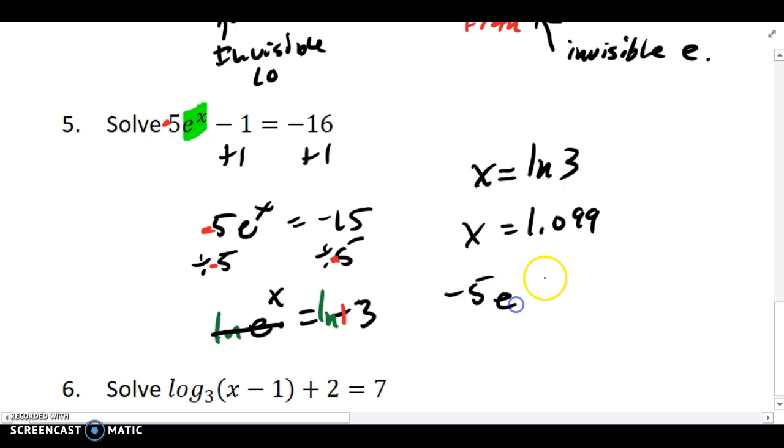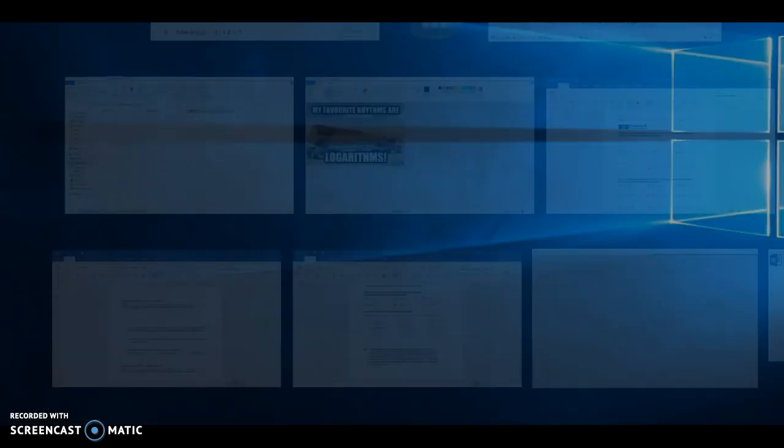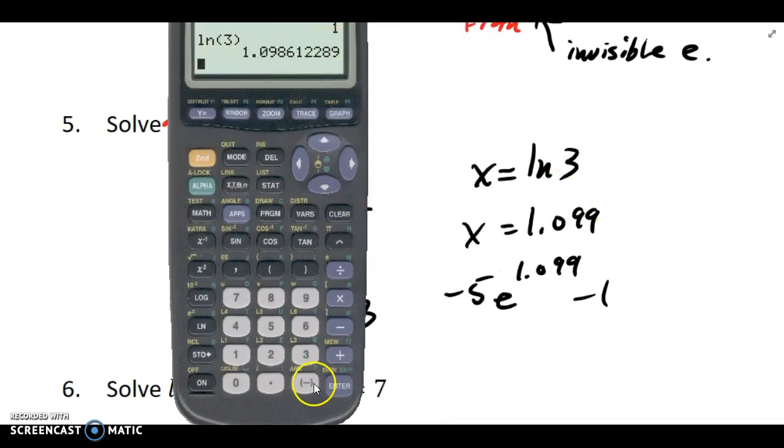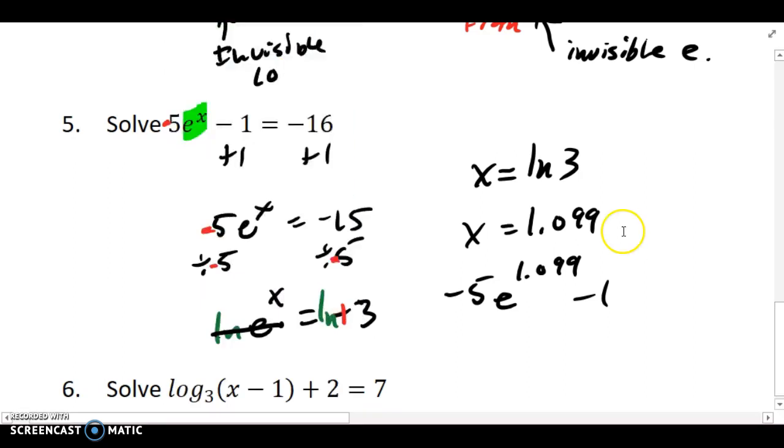We have negative 5e. Now notice I made it negative in the beginning, so it worked out. I made a little mistake when I was doing it. Minus 1. I'm going to put that in the calculator and see what comes out. It should be what is in the problem. So we have negative 5 times e, so second ln to get e, to the 1.099, minus 1. We get negative 16.00. Is that what I was supposed to get? Yes, so this works, and that's how we get an A.